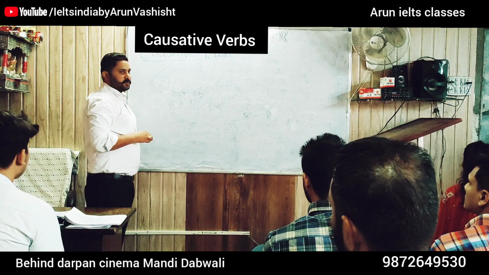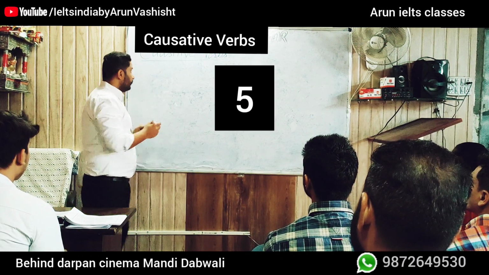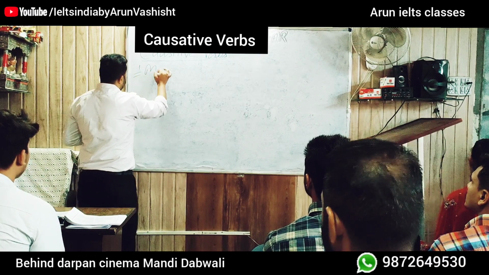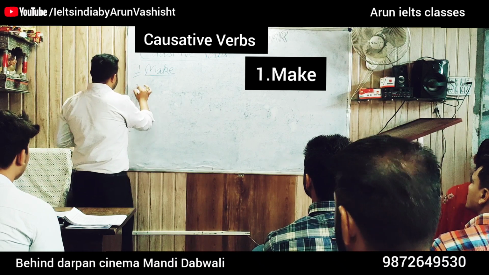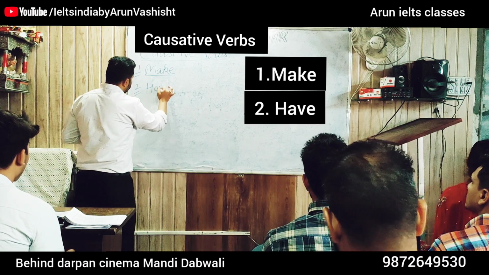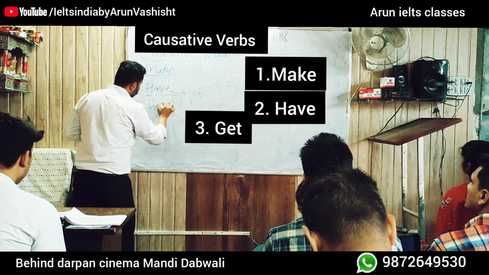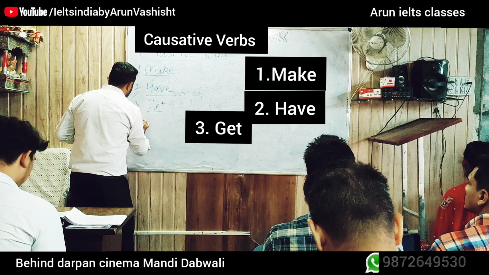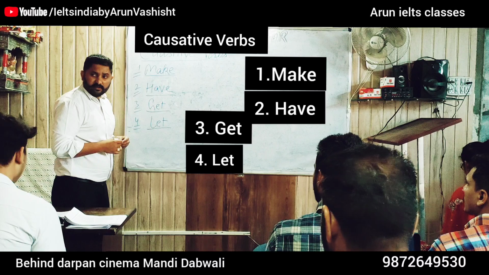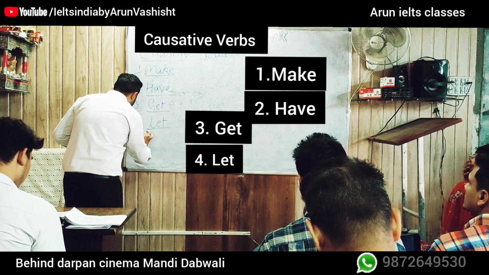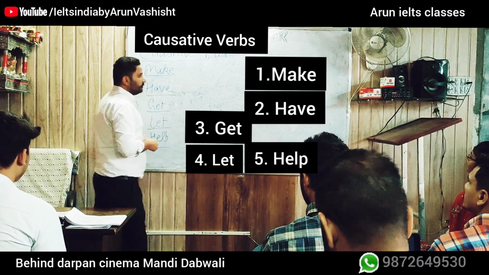Now, how many causative verbs are there? There are 5 causative verbs. Number 1, make. Number 2, have. Number 3, get. Number 4, let. Number 5, help.